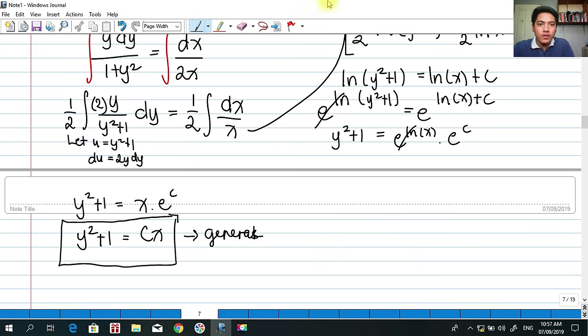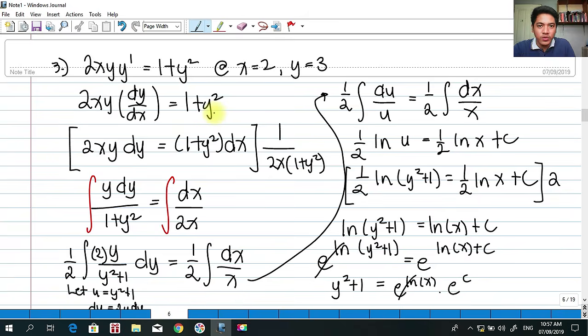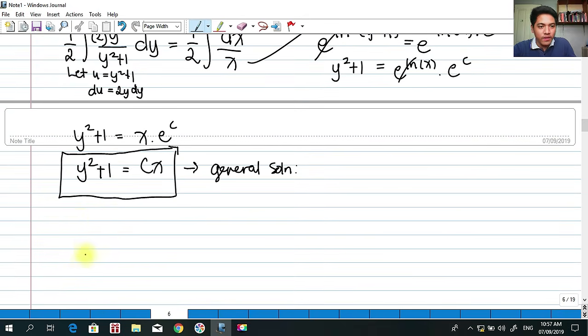Let me just rewrite. So we have the general solution. But we have a condition. The condition is that at x equals 2, y equals 3. So definitely we need to find the value of c in order for us to satisfy the condition.